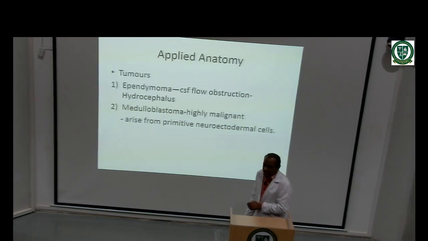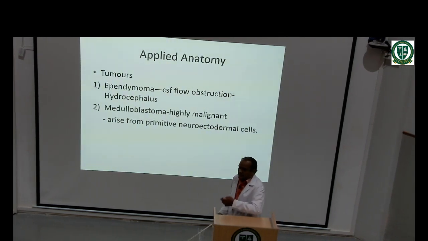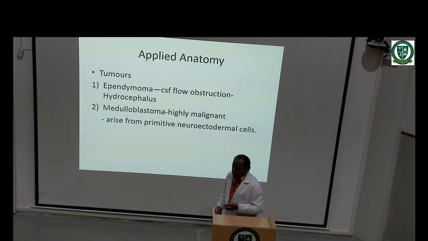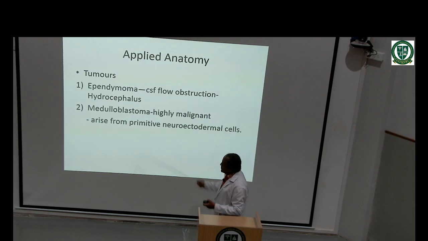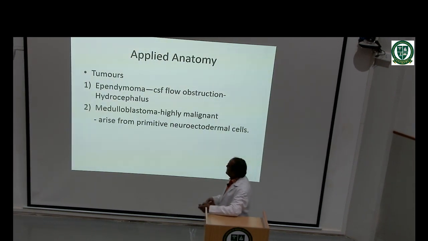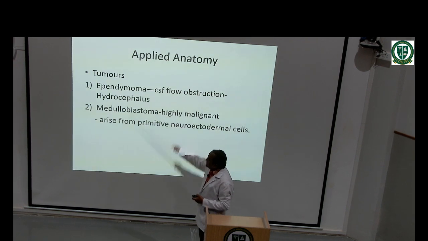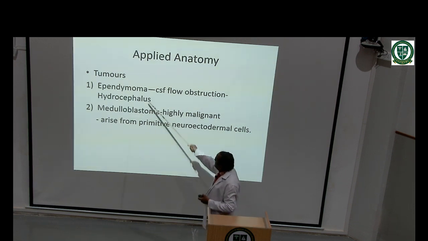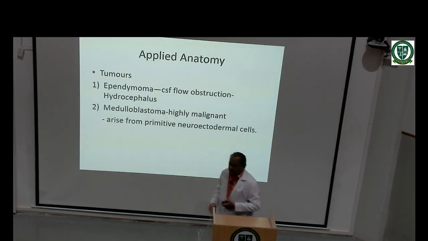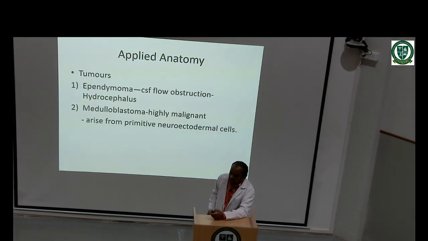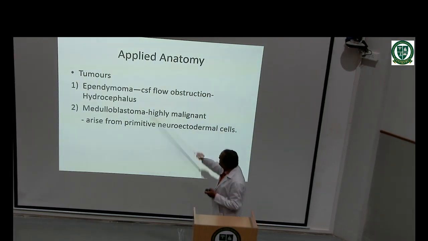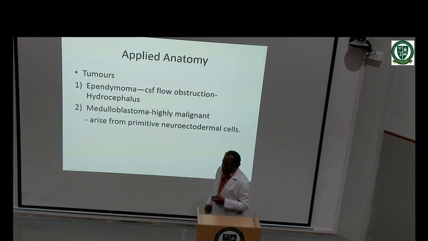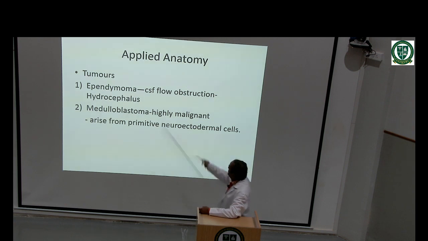Next, coming to the applied aspect of the fourth ventricle. In the fourth ventricle, you can get tumors. These tumors arise from the ependymal lining cells, and that tumor is called ependymoma. As a result of this ependymoma, which is a space occupying lesion, it will obstruct the flow of the cerebrospinal fluid.